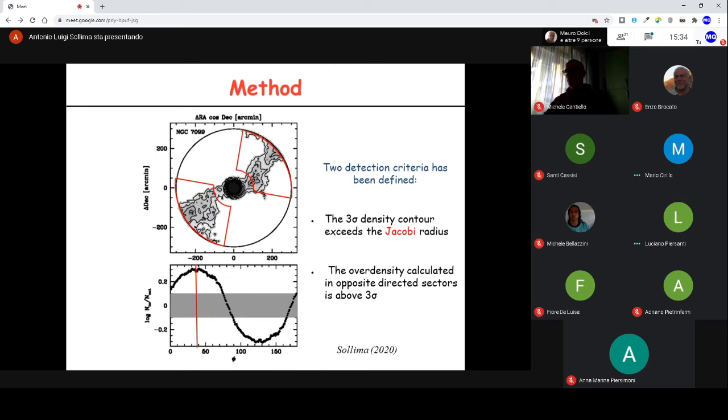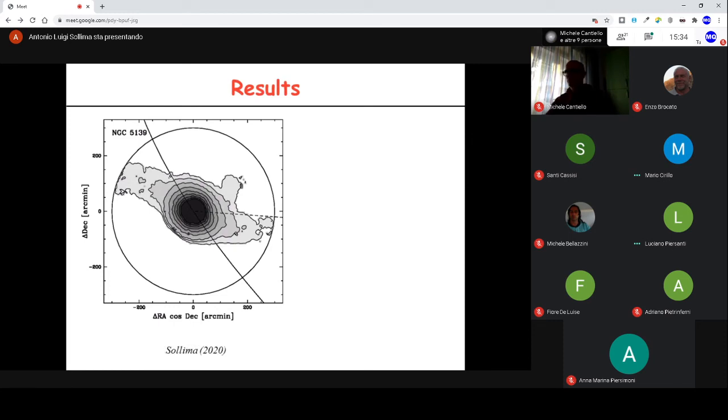Applying it to the sample I analyzed, I can now show you the results. So there are some cases with positive detection. This is, for instance, omega Cen, where now you can see very clear tidal tails, which extend and cover the entire area which has been analyzed here. Here you can see in dashed line the direction of the galactic center, and the solid line instead is the calculated orbit. Here you can see that the tidal tails are oriented in between these two directions.